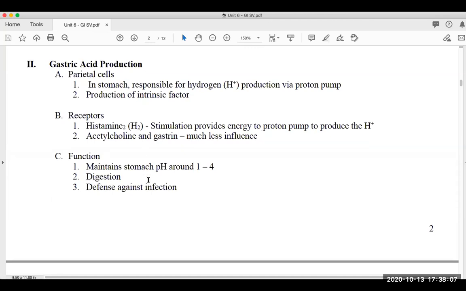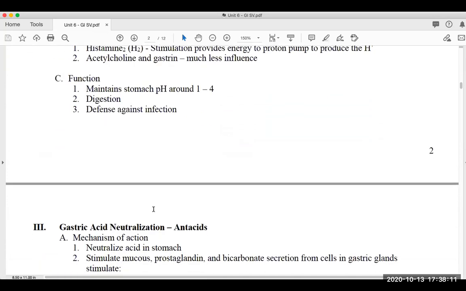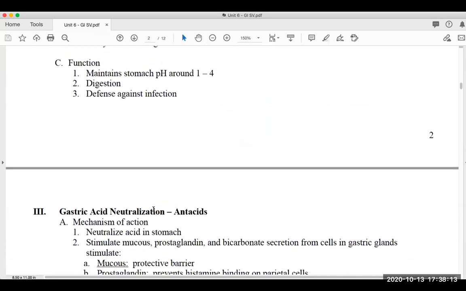So for function, gastric acid production. When we talk about function, it maintains the stomach pH around 1 to 4. Digestion. So remember, we have an acidic environment that aids in the proper digestion of food. It needs to be acidic, but properly acidic, right? We don't want it to be too acidic of an environment or too basic of an environment. So we want that pH to be around 1 to 4. So remember, the lower you are on the pH scale, the more acidic. The higher you are on that pH scale, the more basic.